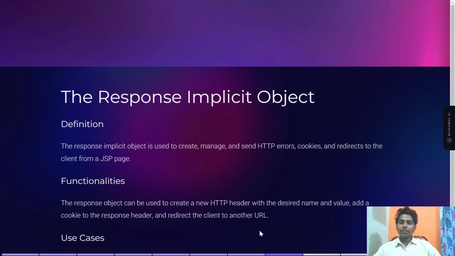Next, the response implicit object. The response implicit object is used to create, manage, and send HTTP errors, cookies, and redirects to the client from a JSP page. The response object can be used to create a new HTTP header with the desired name and value, add a cookie to the response header, and redirect the client to another URL.